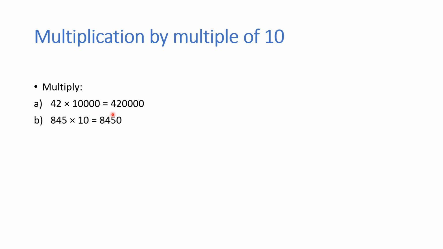Second question, 845 multiplied by 10. So 845 ones are 845 and we will put 1 zero. So it is 8450. Very easy kind of multiplication.